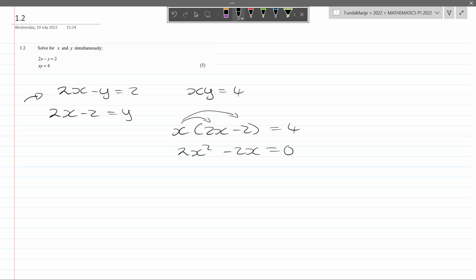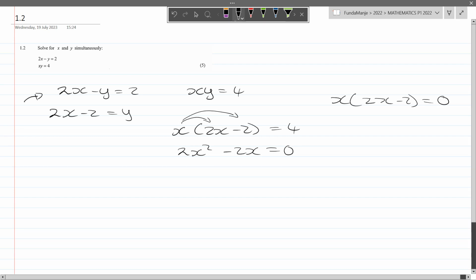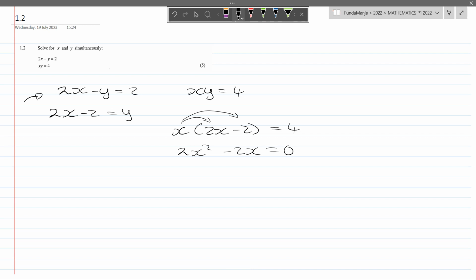You might be wondering why we didn't just say x is equal to 4 or 2x minus 2 is equal to 4. We only use that method if what we have on the other side is a 0. So in this case, then you could easily say x is equal to 0 or 2x minus 2 is equal to 0 and solve it. But since that's not the case, we first have to expand out and try to see what we can do.